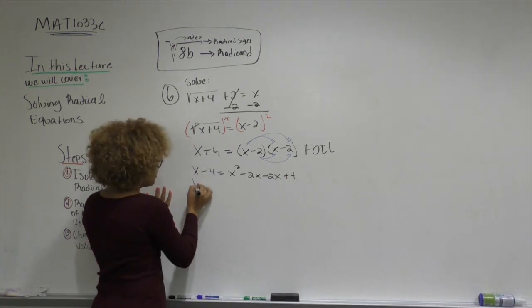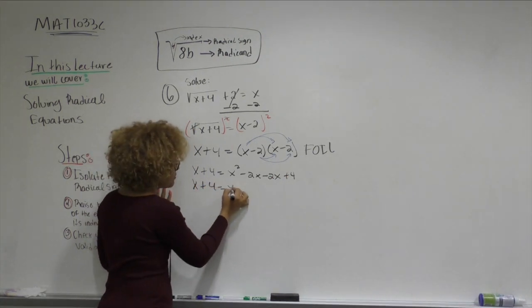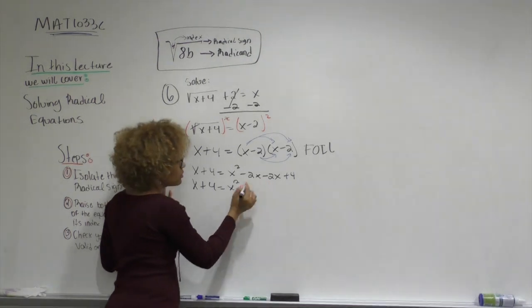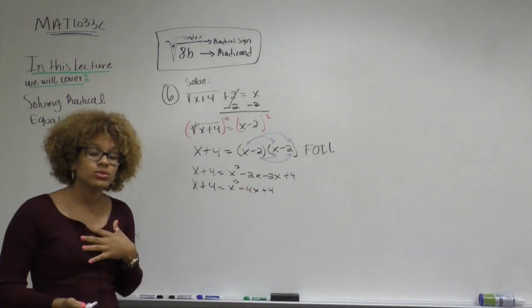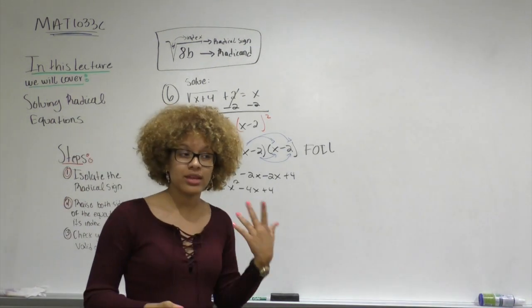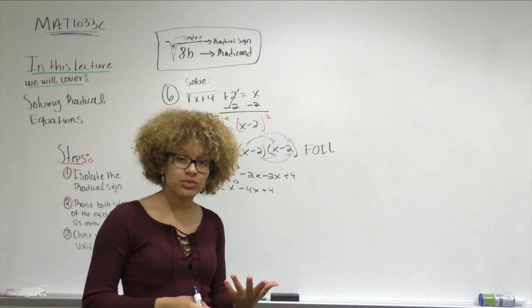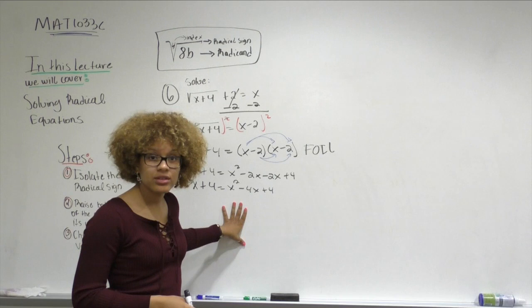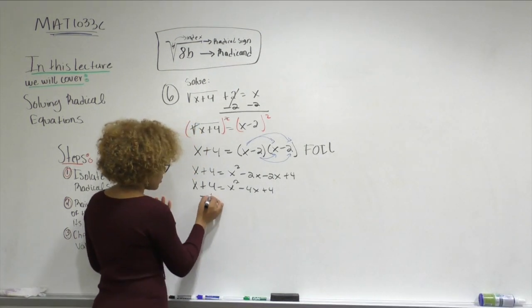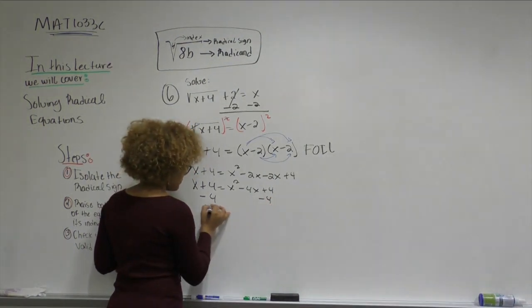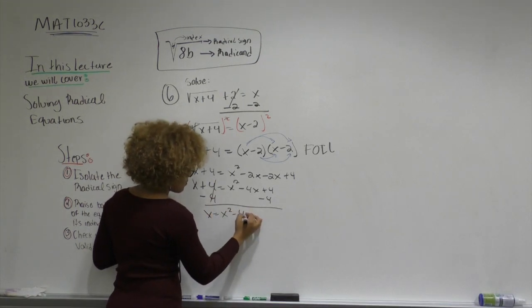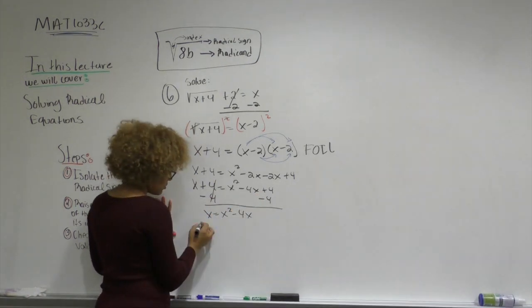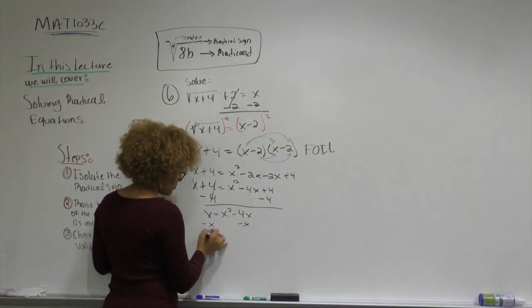Okay. So now I need to simplify on this side. -2x minus 2x is -4x plus 4. Now the goal is to make it equal to 0, so I can see which of the methods that we have learned so far I can use to solve this equation. I'm going to minus 4. This cancels. Then I'm going to minus the x.